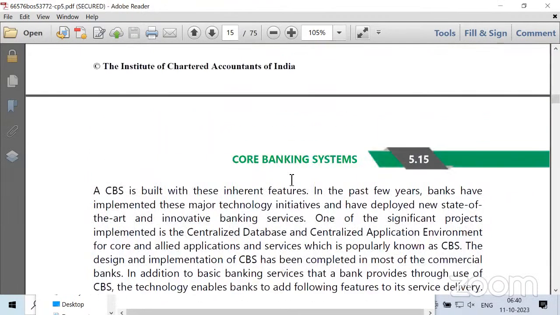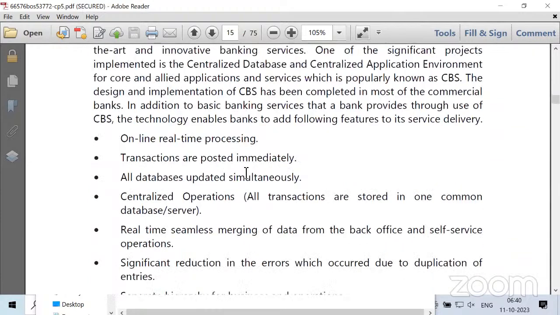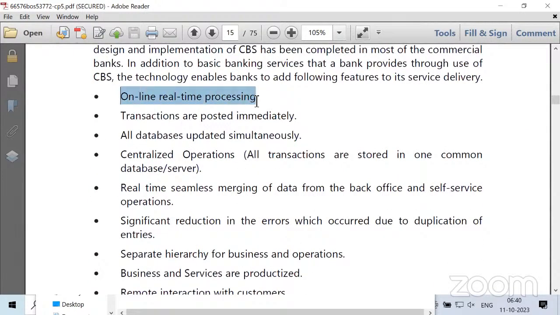Okay. Sometimes they will ask a question on features of CBS. So what are the features? I'll quickly scroll through this. One is online real time. All of you know what online real time is. Transactions are posted immediately. So that is the meaning of real time processing. All databases are updated simultaneously. So all the 3 points are the same. So online real time, then transactions are posted as well as updated simultaneously. All the 3 are a single point, but since your material has 3 points, you can also include it as 3 points.